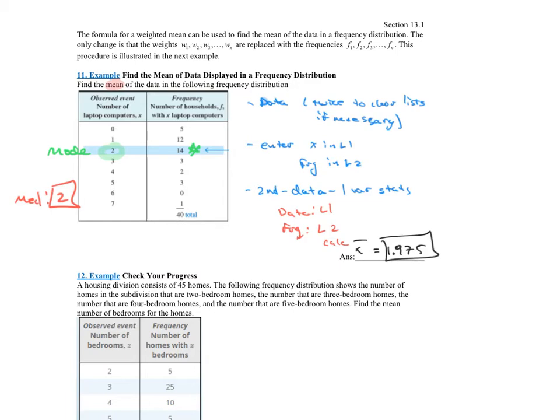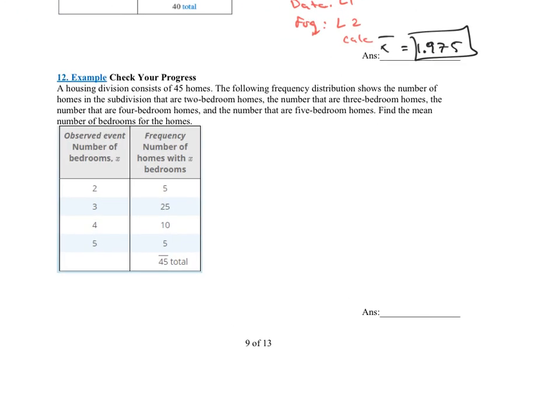Let's go ahead and look at the next example. Again, I'm going to do the exact same thing. This one, why don't I go ahead and do by hand because it's not too big. So on this one, if it said what was the mode, I would say 3 because it has the highest frequency of 25. If it said what was the mean and the median, I'd go ahead and do this in the calculator. But let's read the problem.